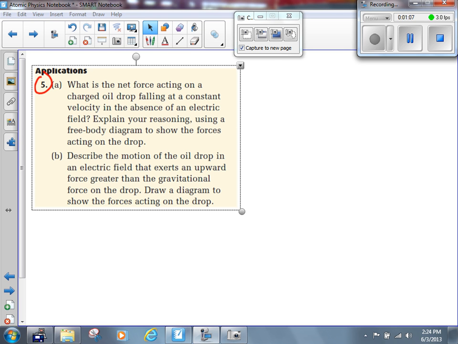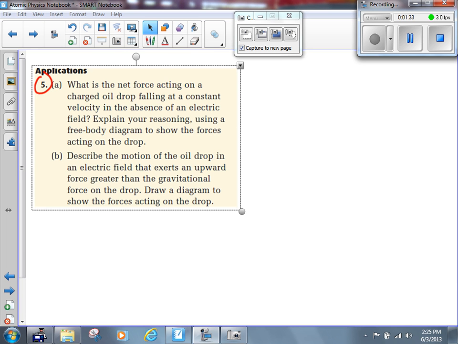0. It doesn't mean there's no force. There could be a force. There could be 50 forces, but they balance each other out. The net force is always 0 if it's traveling at a constant velocity. That goes back to physics 20, Newton's first law. Object in motion stays in motion in a straight line until acted upon, not by a force, but by an unbalanced force.